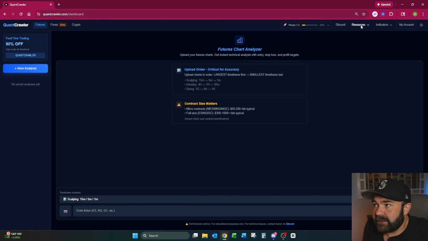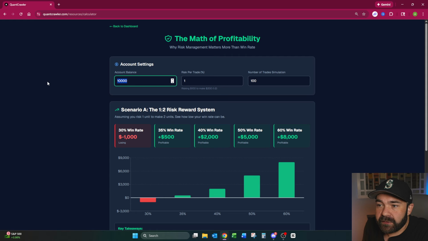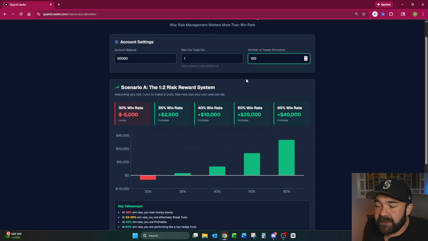This section right here is the resources section. When you click this, right now there's one thing in here. It's called the trading risk visualizer. You can come in here on your funded account and say $50,000. My risk per trade is 1%, which is going to be $500 to make 1,000, a 1 to 2. This is a risk to reward calculator that shows you if your strategy is 35% profitable on 100 trades in total, targeting a 1 to 2 risk to reward, you're going to make $2,500.